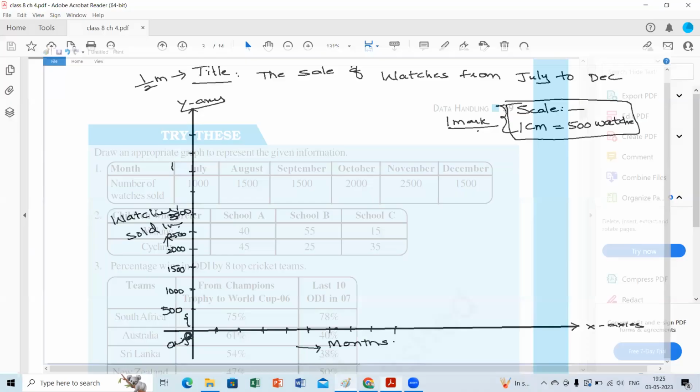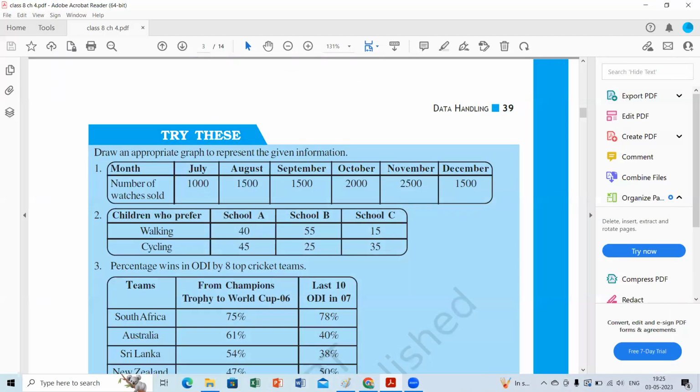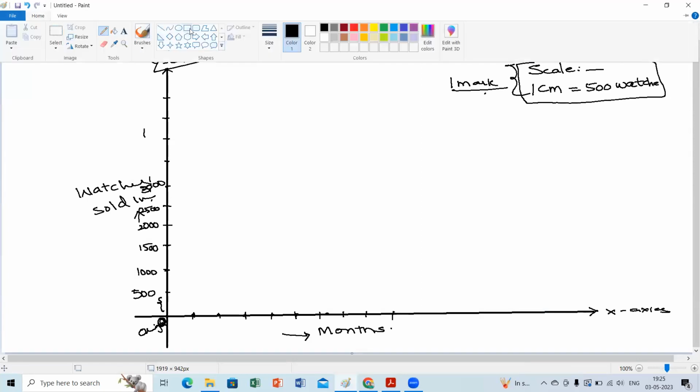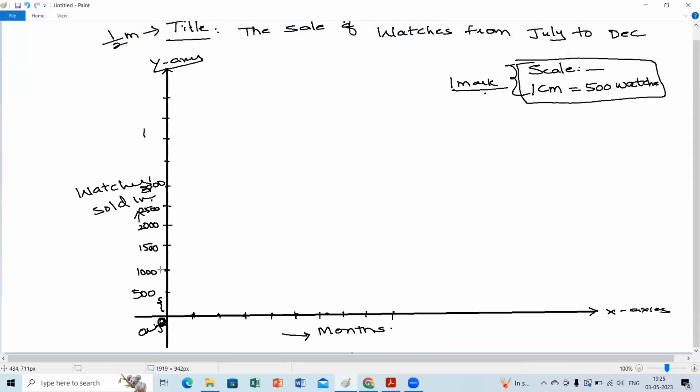Now in the month of July, 1000 watches were sold. Is it exactly 1000, or can I reduce it a little bit? Yes, it is exact. Which month is it? July.